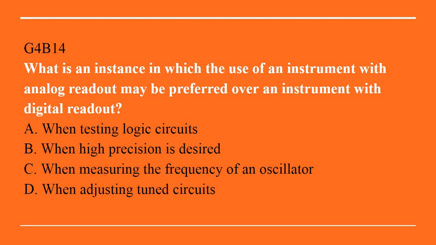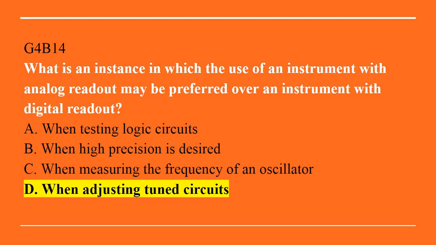G4B14, what is an instance in which the use of an instrument with analog readout may be preferred over an instrument with a digital readout? A, when testing logic circuits. B, when high precision is desired. C, when measuring the frequency of an oscillator. Or D, when adjusting tuned circuits. Answer is D, when adjusting tuned circuits.